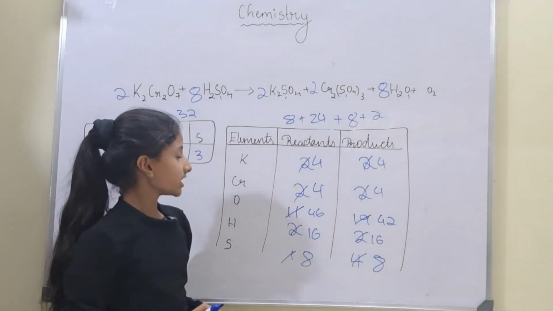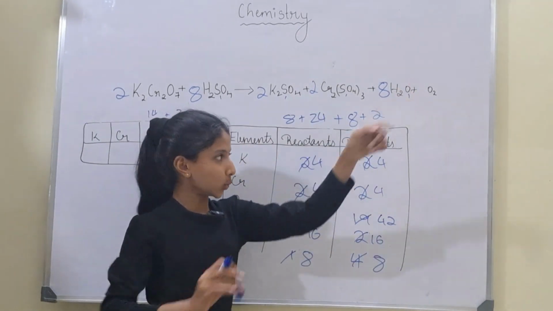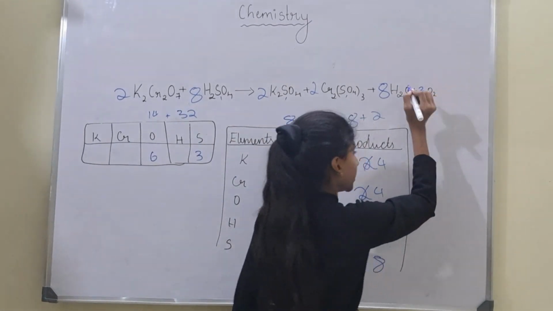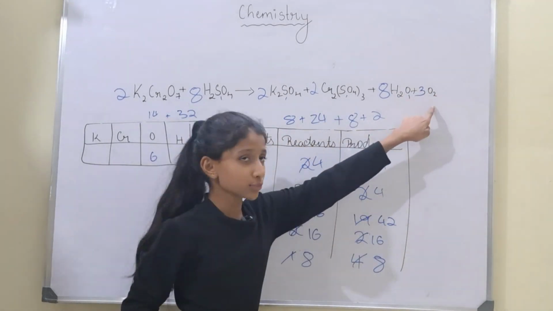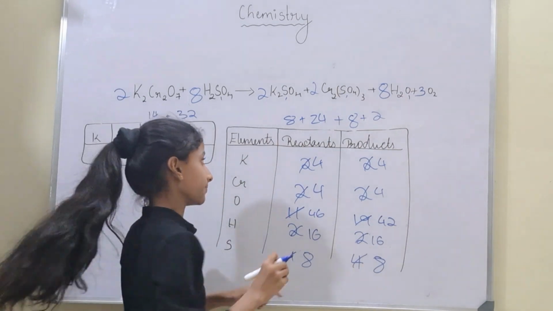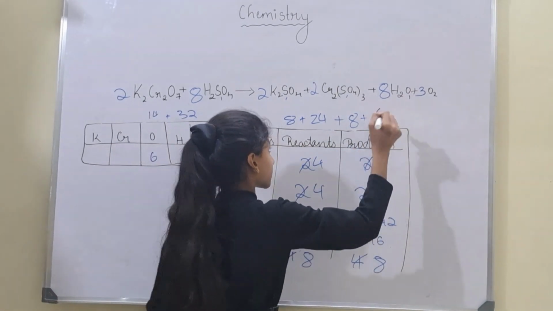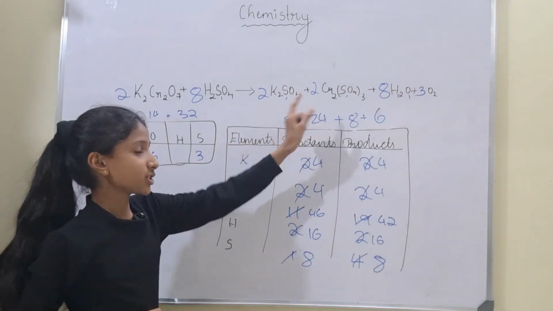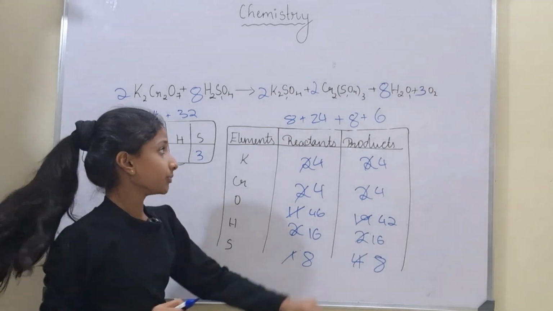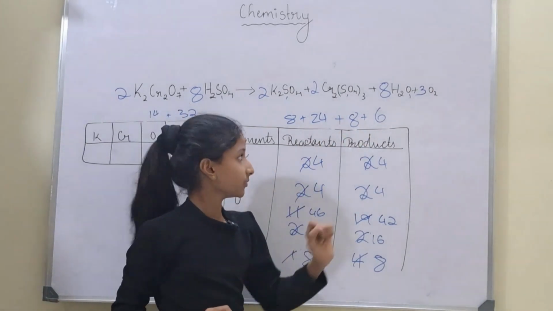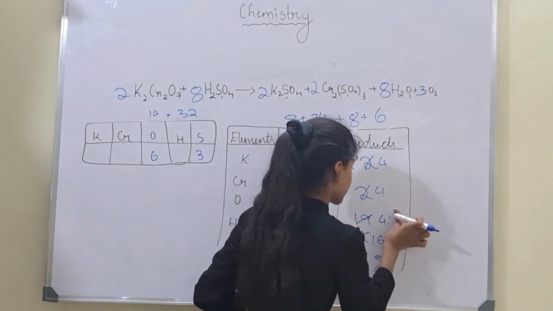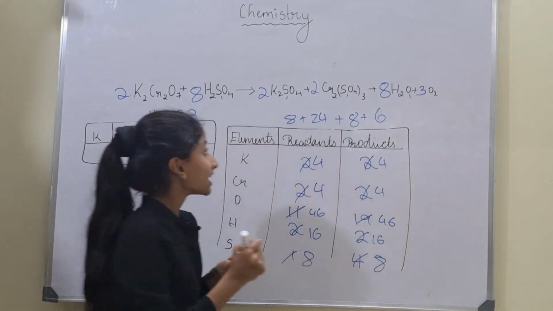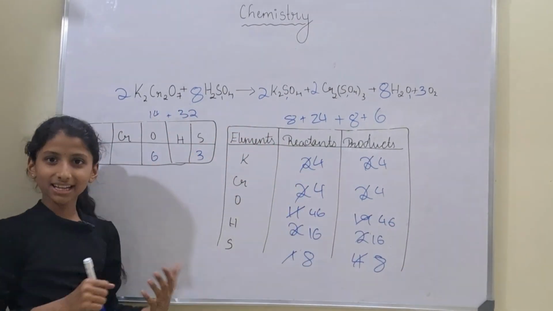Now, there's nothing in front of O2. If we write 3 here, 3 times 2 will become 6. Now we'll calculate. 8 plus 24 gives us 32. 32 plus 8, 40. 40 plus 6, 46. Now, this equation is balanced.